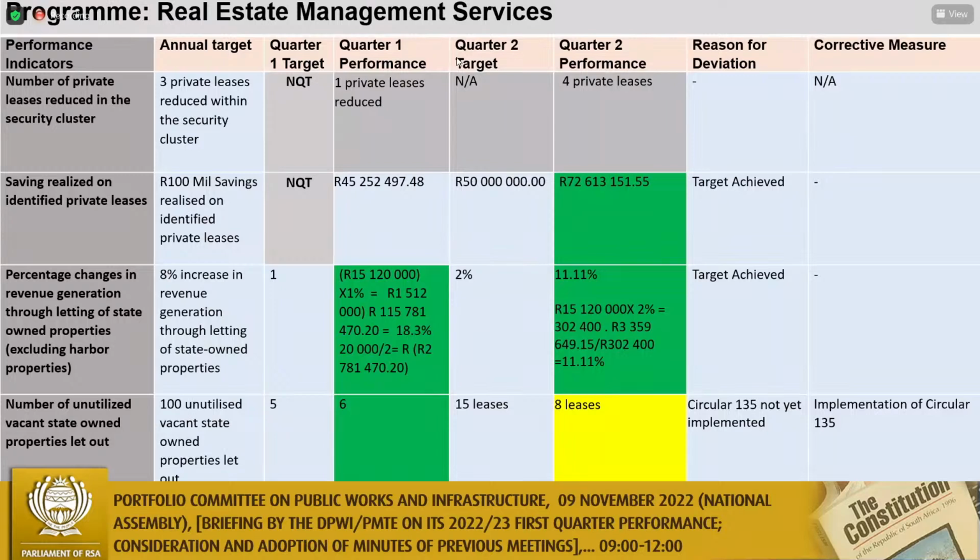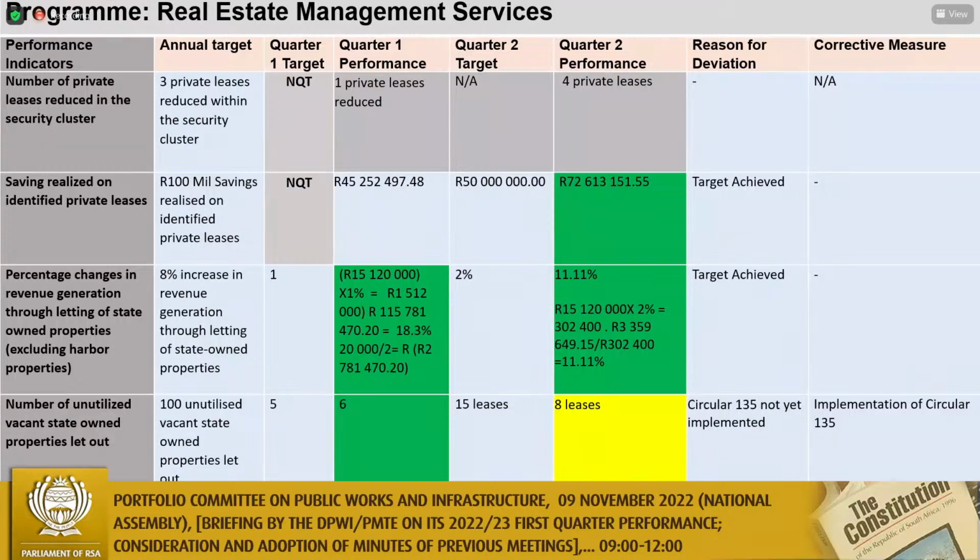Now, if we look at the target, basically, the one represents the leases, because we say that if we conclude a lease, then it will give us a certain percentage of revenue that we generate. So that one lease that was concluded actually generated about 18.3%. Then when we look at the unutilized vacant state-owned properties let out, we earmarked 100 for the financial year, targeting 5 in quarter one. We actually achieved 6 in quarter one, so we were over the target in quarter one.